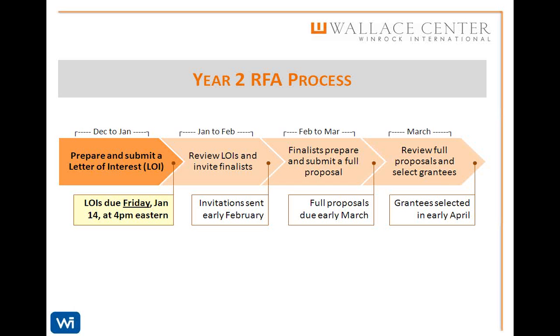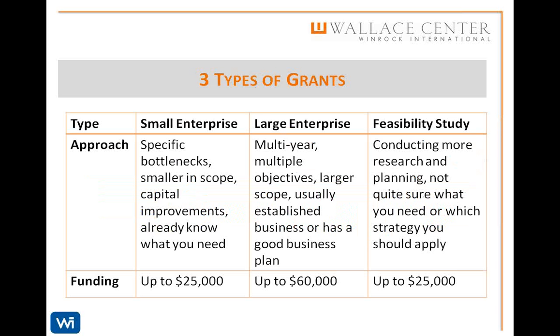Just real quickly, the RFA process, request for application process this year, 2011, starts with the letters of interest, which is due January 14th. We're looking at January, February, where we review and we select those finalists, and we invite those finalists to submit a full proposal, which would be due in March, and then we have a review process of that, and then the final awards get selected, hopefully by early April. That's the timeline that we're targeting.